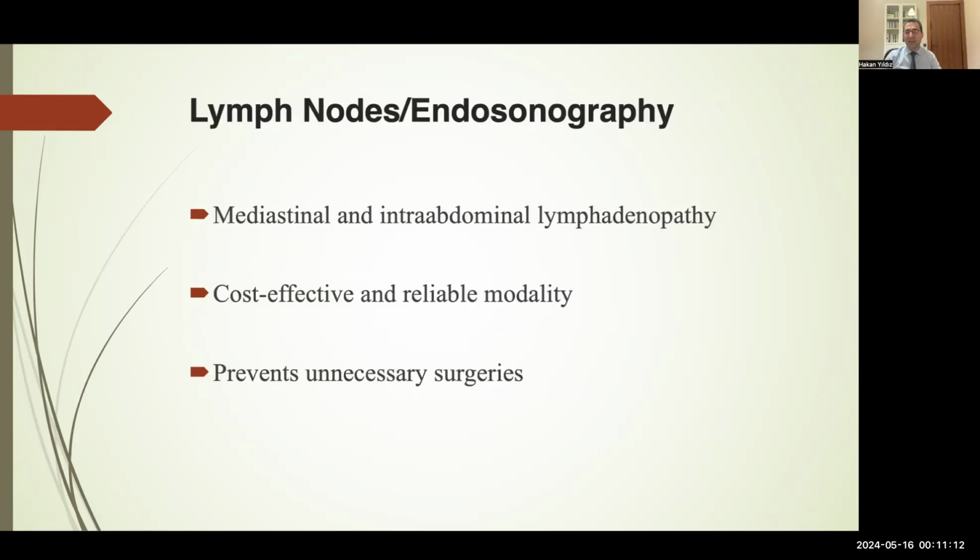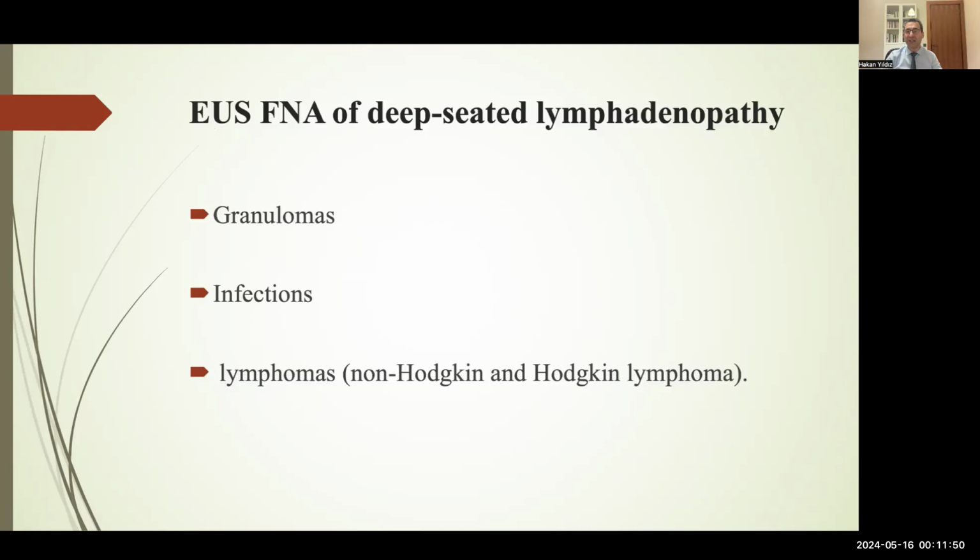Lymph node and the endoscopy: mediastinal and intraabdominal lymphadenopathy is a cost-effective and reliable modality, because a lot of the time we take the biopsy by TrueCut biopsy, but EUS biopsy is easy and describes the lymphadenopathy clearly. It prevents unnecessary surgeries, because if there is any cancer we can describe the metastasis in this place. Use FNA for deep-seated lymphadenopathy.